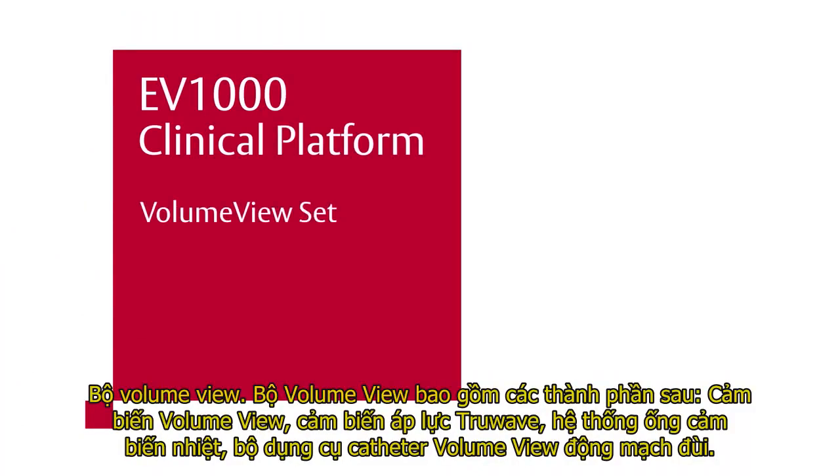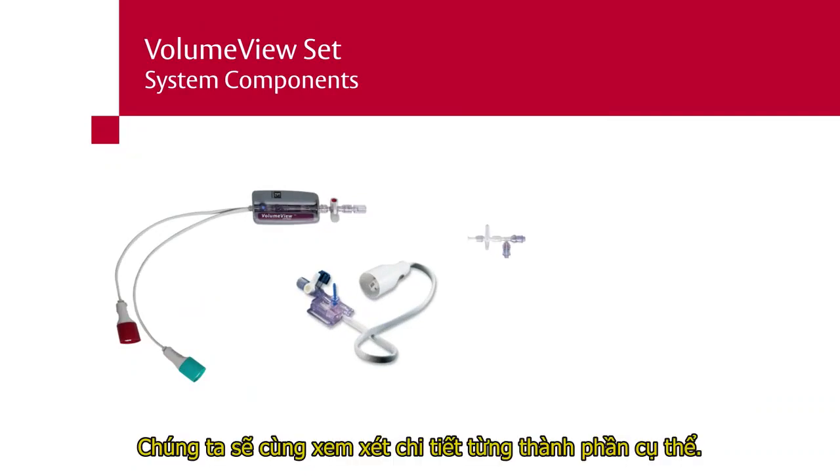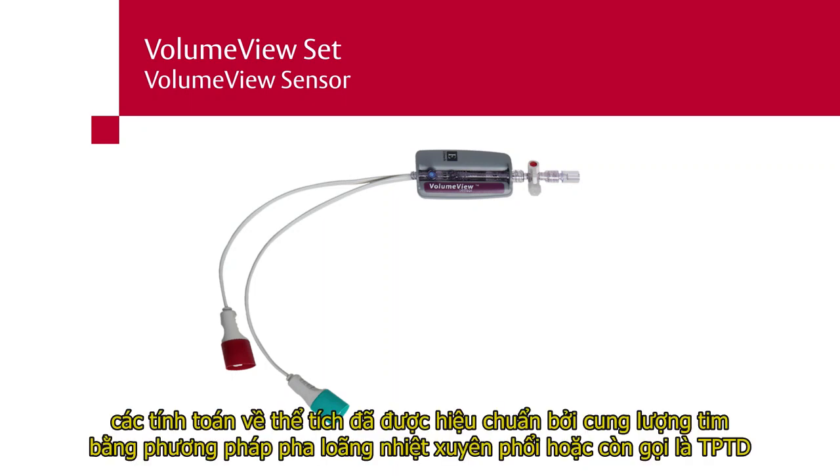VolumeView set. The VolumeView set consists of the following components: VolumeView sensor, true wave pressure transducer and thermistor manifold, VolumeView femoral arterial catheter kit. Let's look at each of these components in greater detail. VolumeView sensor. The VolumeView sensor is a disposable sensor connected to the VolumeView femoral arterial catheter for calculation and display of continuous cardiac output, as well as intermittent volumetric calculations calibrated by transpulmonary thermodilution cardiac output, or Tptd.